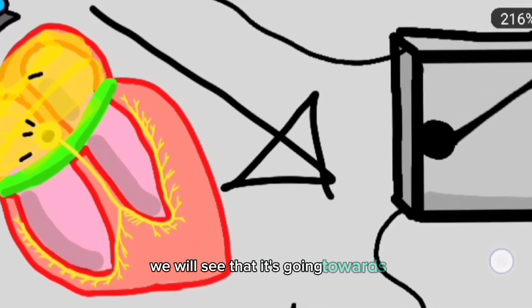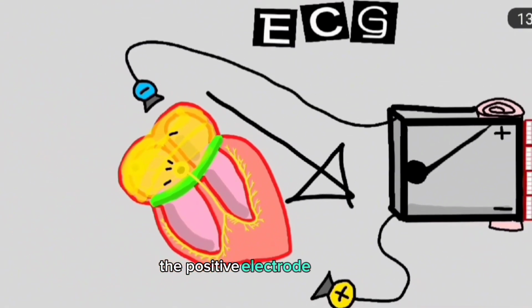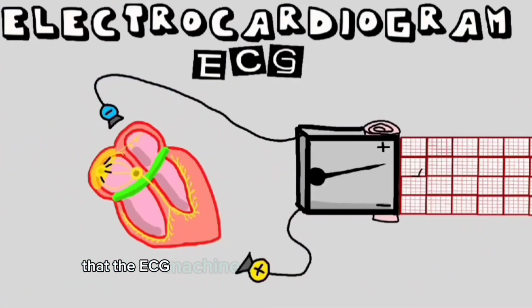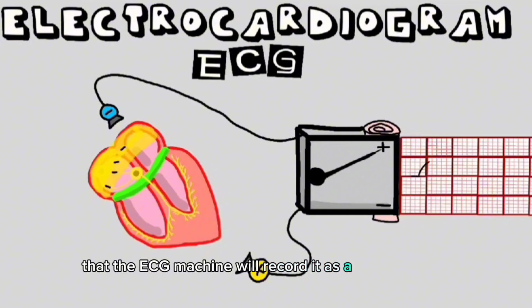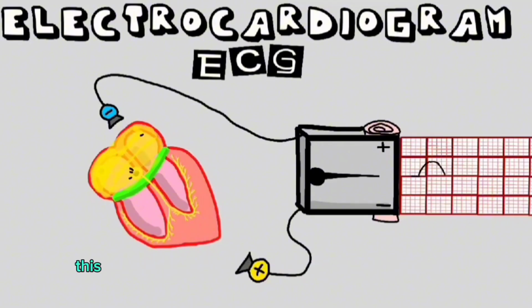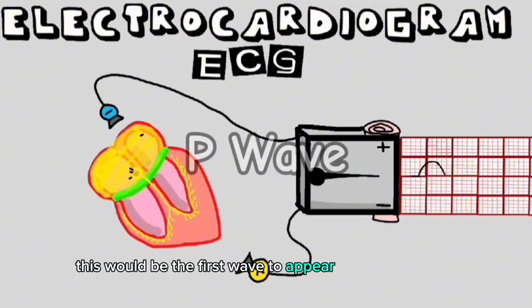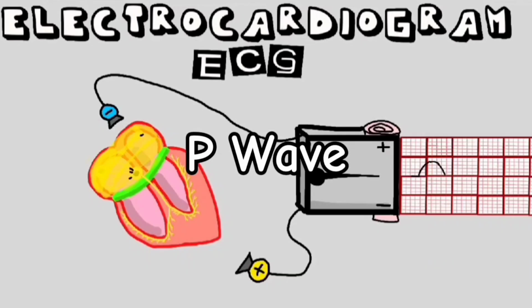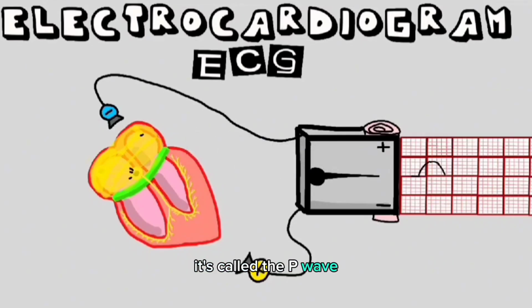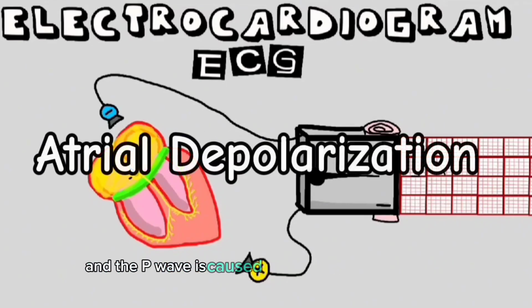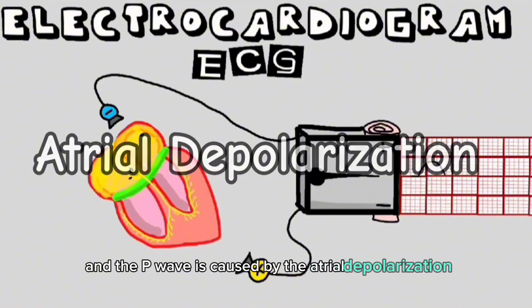In this example, if we look at the direction of the electrical current, we will see that it's going towards the positive electrode, meaning that the ECG machine will record it as a positive wave. This would be the first wave to appear in our ECG paper. It's called the P wave, and the P wave is caused by the atrial depolarization.